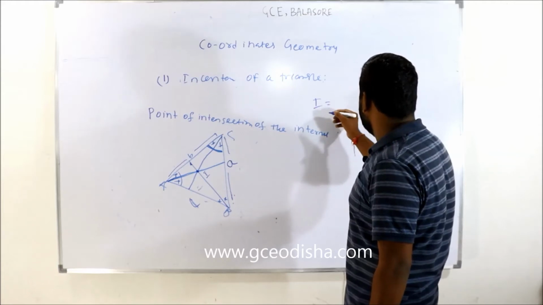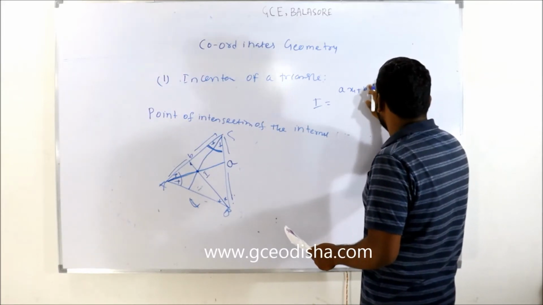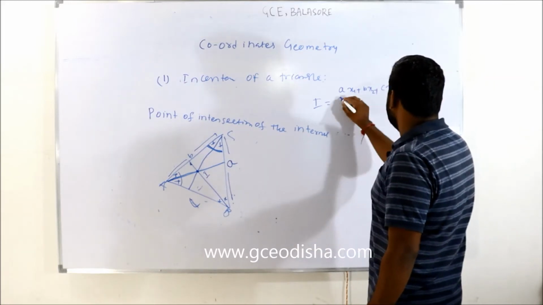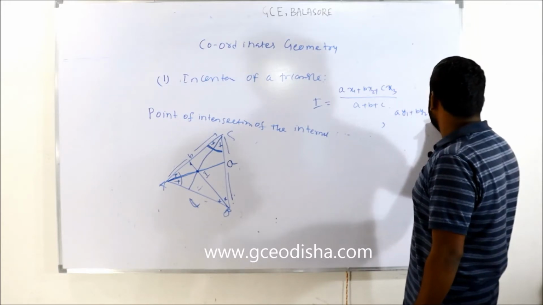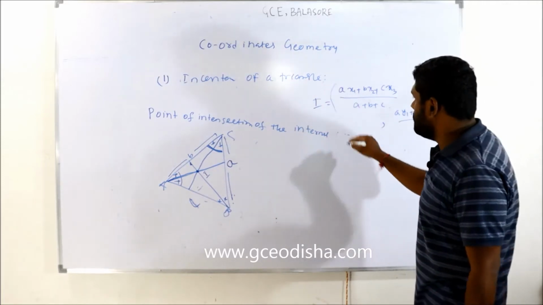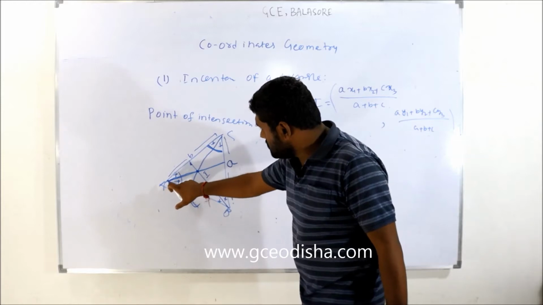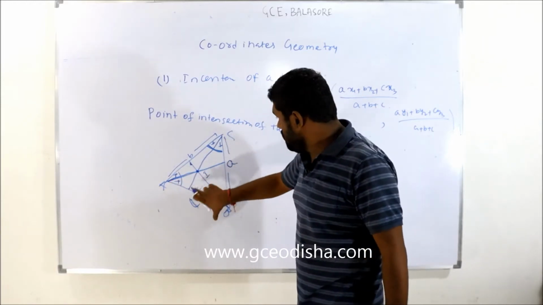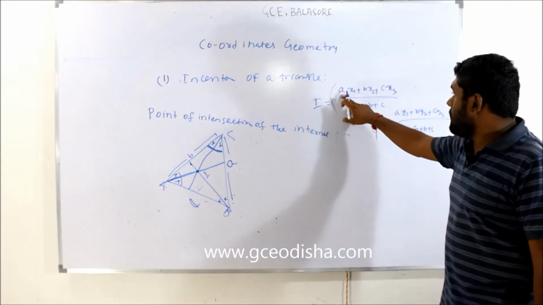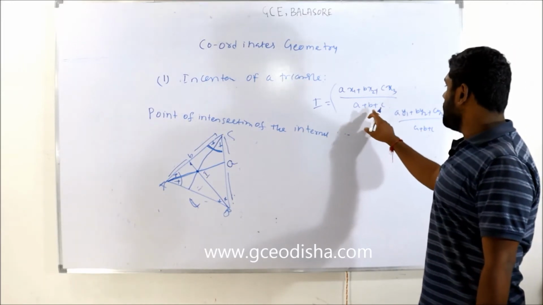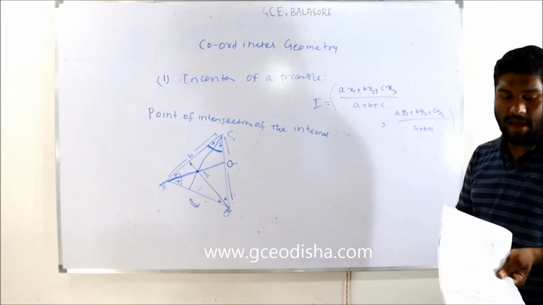I'm writing here that I has two coordinates: the x coordinate is a x1 plus b x2 plus c x3 divided by a plus b plus c, and the y coordinate is a y1 plus b y2 plus c y3 divided by a plus b plus c. Sorry for the inconvenience. Here a is the distance opposite to angle A, c is the distance opposite to angle C, and b is the distance opposite to angle B. The incenter I x coordinate is a x1 plus b x2 plus c x3 divided by a plus b plus c, and the y coordinate is a y1 plus b y2 plus c y3 divided by a plus b plus c.